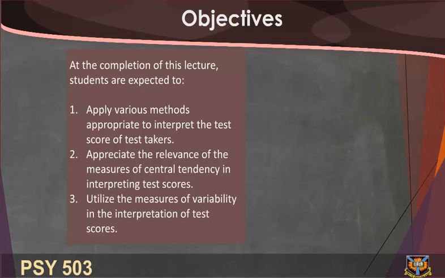Objectives. At the completion of this lecture, students are expected to: 1. Apply various methods appropriate to interpret the test score of test takers. 2. Appreciate the relevance of the measures of central tendency in interpreting test scores. 3. Utilize the measures of variability in the interpretation of the test scores.